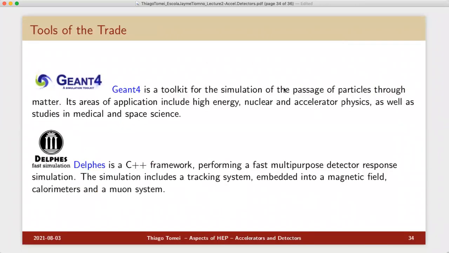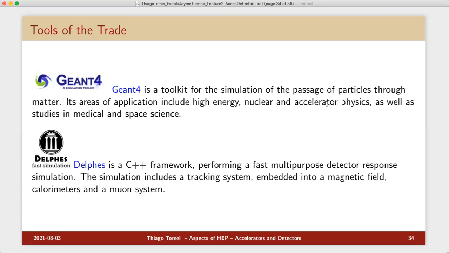Just quickly, the tools of the trade. If you want to simulate all of these, GEANT4 is your friend. It's a toolkit to simulate the passage of particles through matter. We use it in high energy physics, but not only. You can use it, for instance, in medical applications, because you can simulate things like hadron therapy and PET scans, and also in space science, because in space radiation is a big problem. And there's something called Delphes, which is a framework specialized in simulating these detectors used in high energy physics.